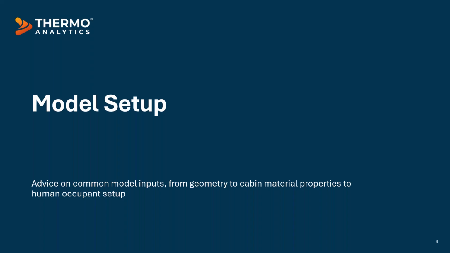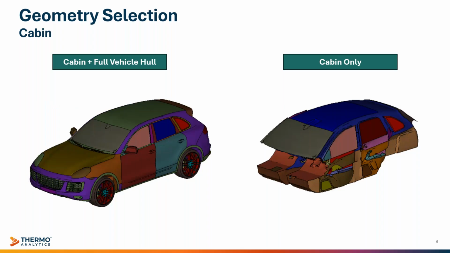All right, we're going to start with some advice on cabin model setup. The first place we typically want to start with model setup is choosing the geometry that we're going to use. For this type of simulation, we're going to need some geometry representation of our vehicle and of our human. So we're going to start by looking at the vehicle geometry. You may choose to model the cabin interior and the full vehicle hull, or you might just choose to model the cabin only as shown on the right-hand side of the screen.